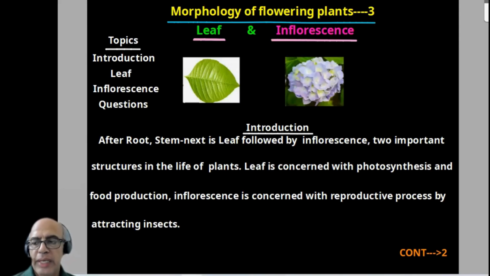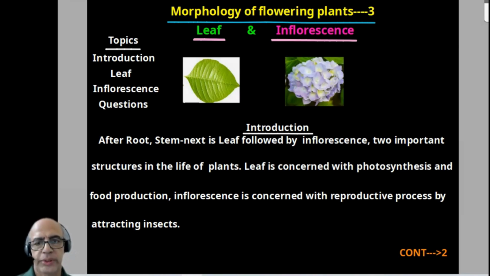What all things will we be learning in the third part of morphology of flowering plants? As usual, there will be an introduction, then leaf, then inflorescence, followed by 5 theory questions and 5 NEET model questions with the key. As an introduction, we already completed root and stem. Next we have to proceed to leaf.